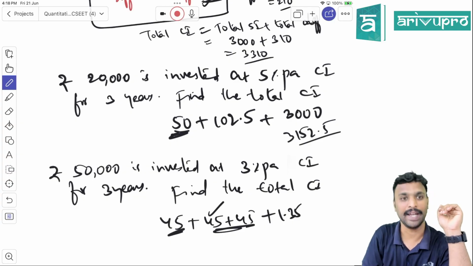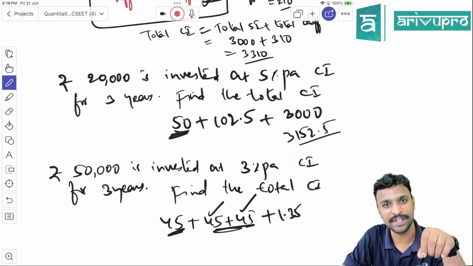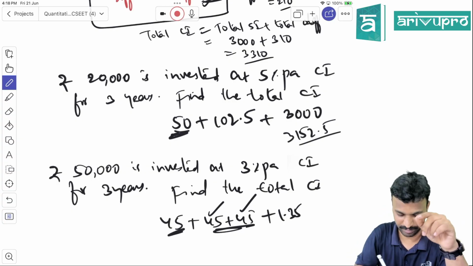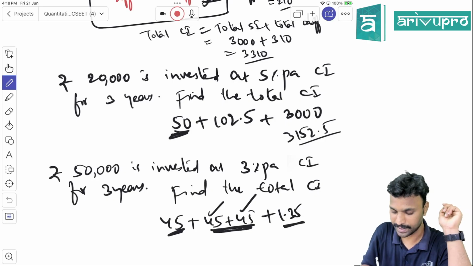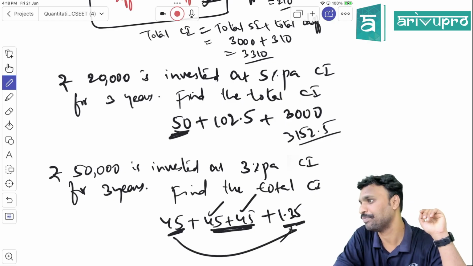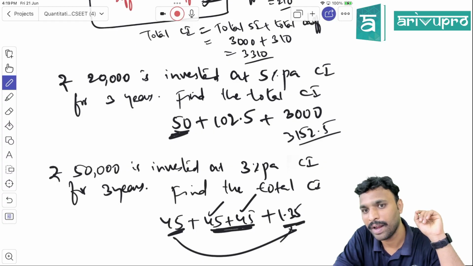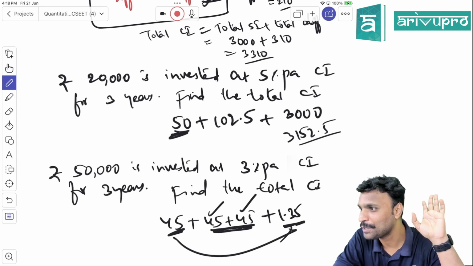So 1.35 extra comes. This is the interest on the first year's interest, the SI of the first 2 years. This is the 3% on the difference. Understood?